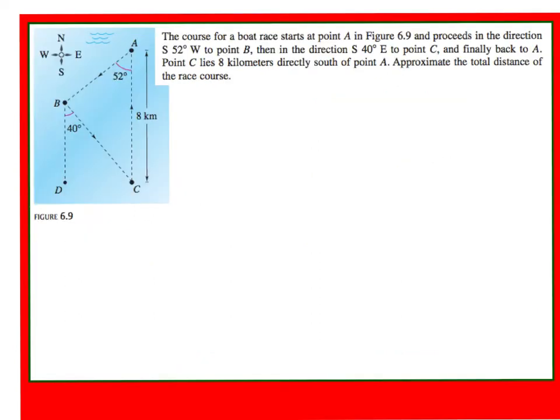Here we go. The course for a boat race starts at point A and proceeds in direction south 52 degrees west to point B, then in the direction south 40 degrees east to point C, and finally back to A. Point C is 8 kilometers directly south of point A. Approximate the total distance of the race course. All right, fantastic.